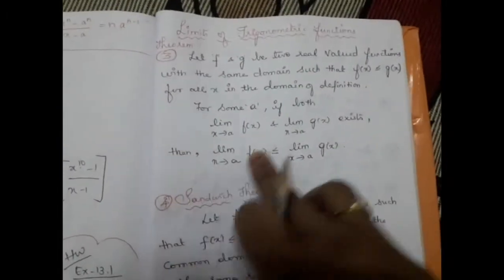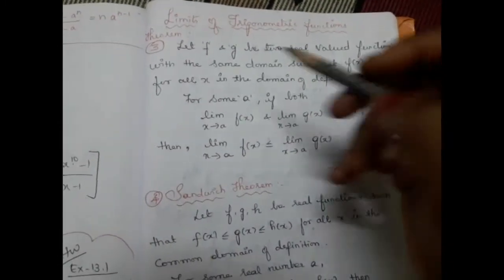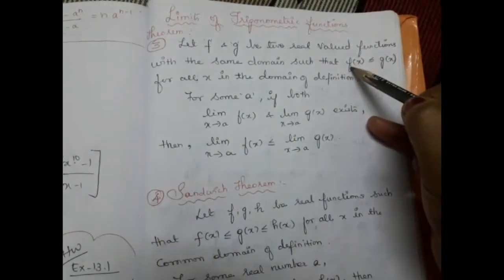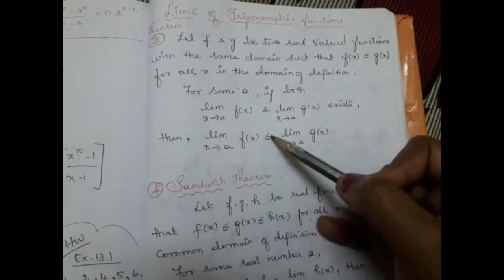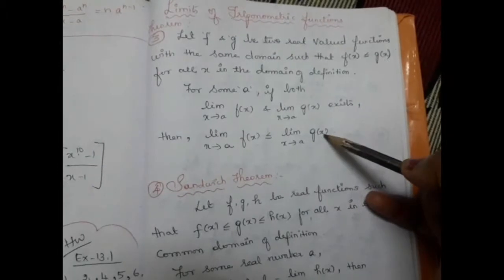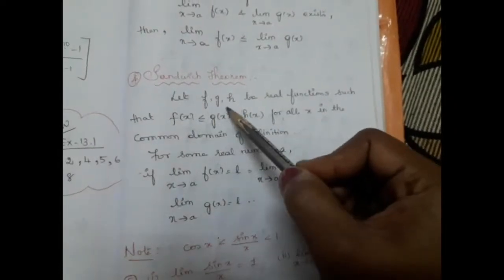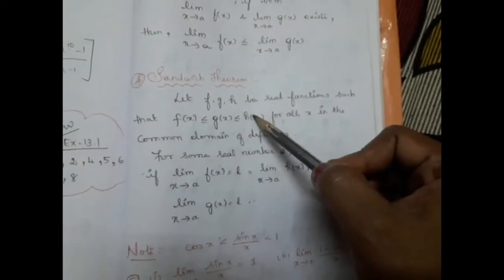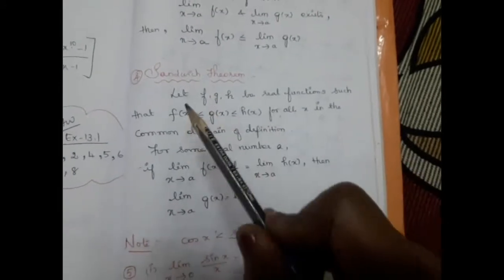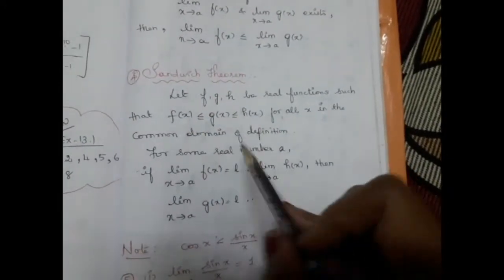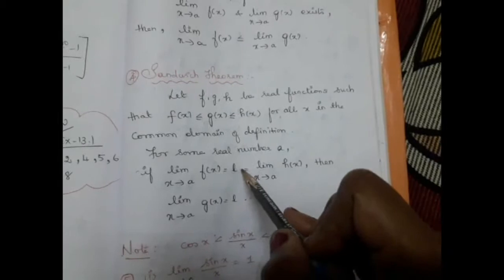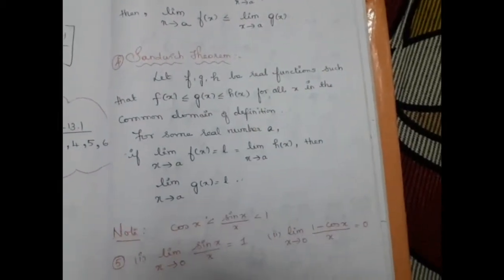Then we have learnt about limits of trigonometric functions. If f and g are two real valued functions such that f of x is less than or equal to g of x, then limit x tends to a, f of x will be less than or equal to limit x tends to a, g of x, if both the limits exist. Then we have seen the sandwich theorem. If a function is sandwiched between two functions, and the first function and the last function tend to a particular value L, then the in between sandwiched function will also tend to the same limit.